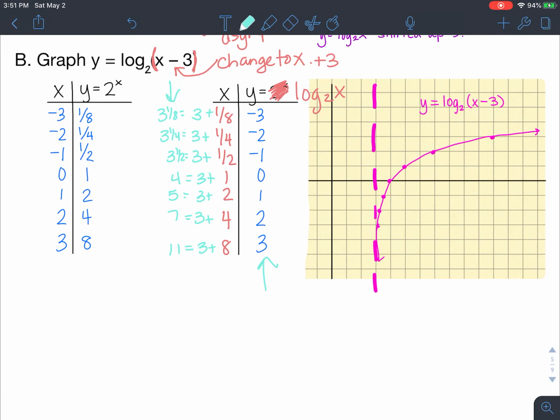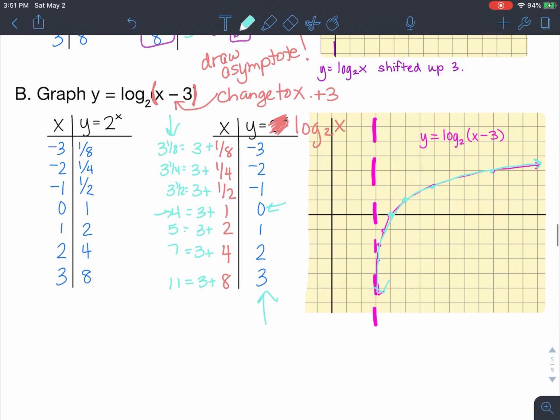Okay. So 4, 0. So that's, here we go. 5, 1, 7, 2, 11, 3. And then going backwards, we're over 3 1/2, down 1, over just a little bit more than 3, down 2. Okay, make sure that your graph doesn't cross that dotted line. It's probably better if you draw the dotted line first. And right here, that's how you're going to know what the asymptote is.